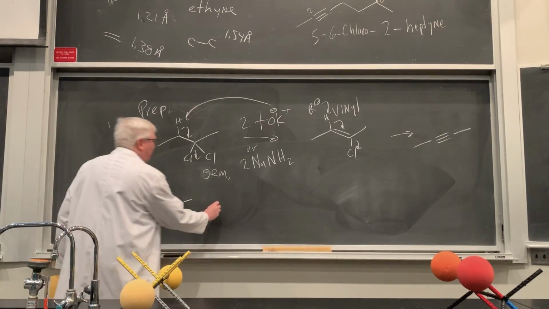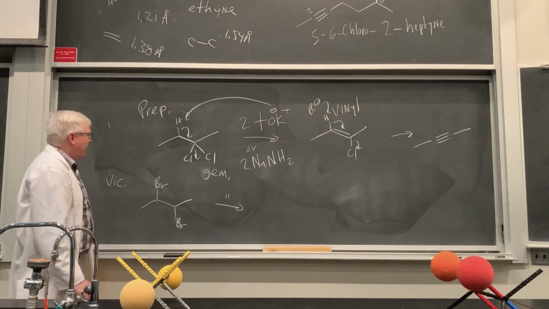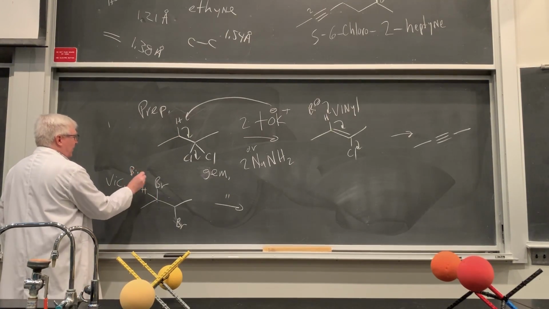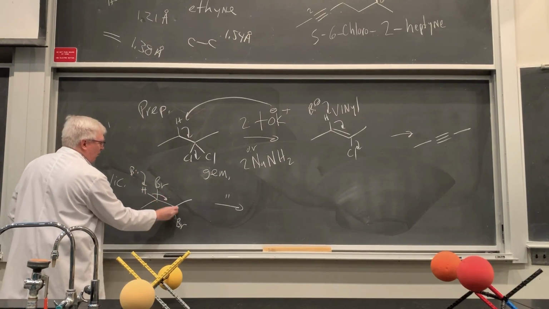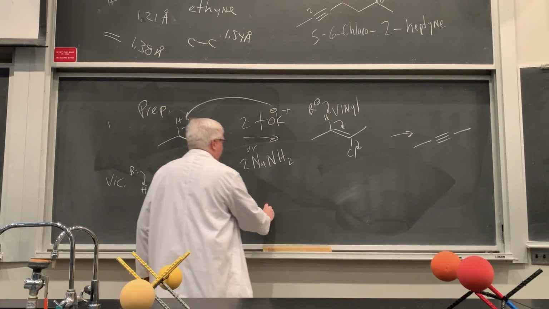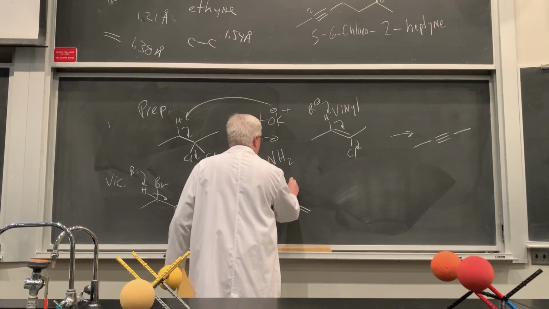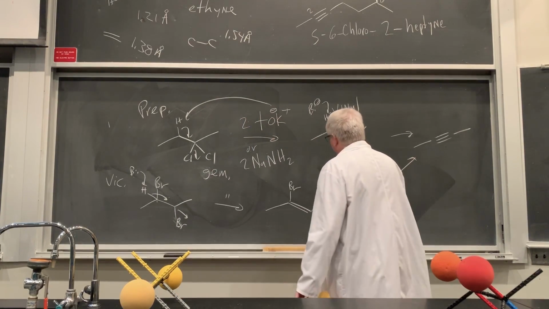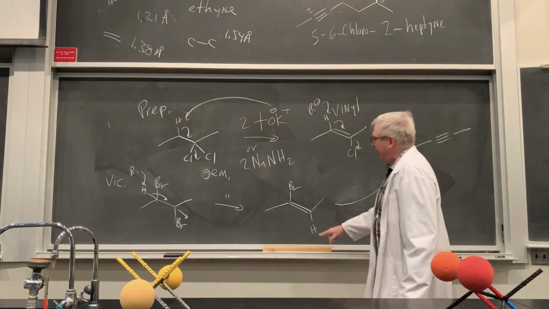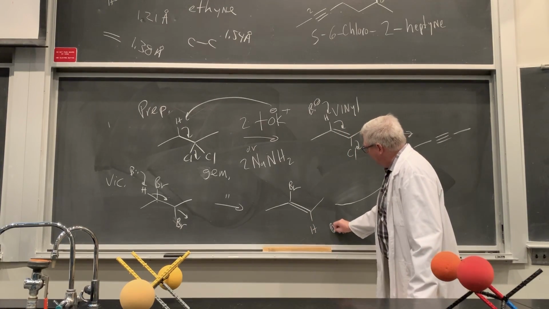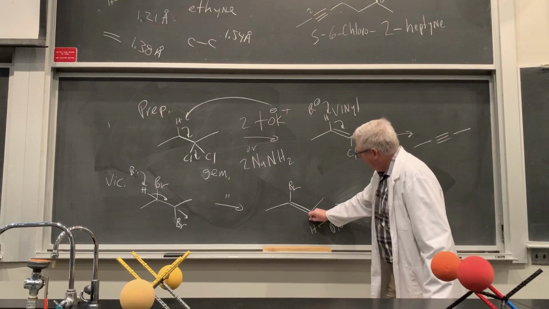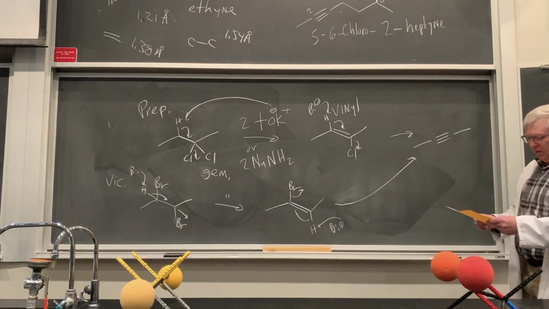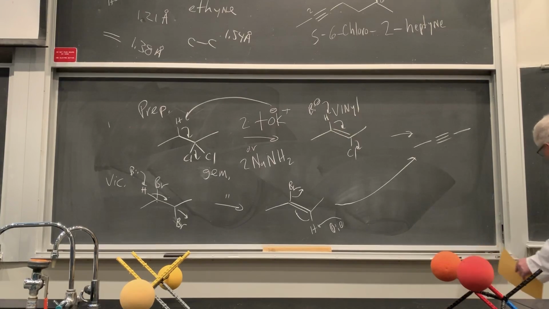But also the 2 equivalents of base here. We can have 1 base pull off one, and then we'll get what, the vinyl bromide in this case, and then the same thing here if we get another equivalent of base, taking that off, and a similar thing. Okay, so yeah, preparation is that way.